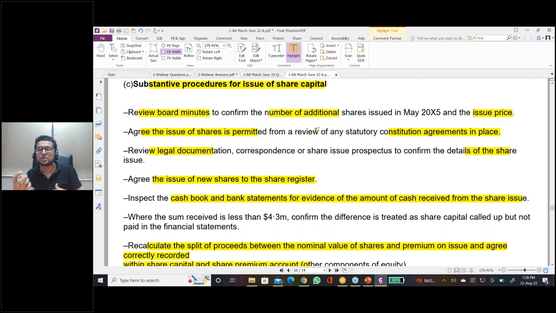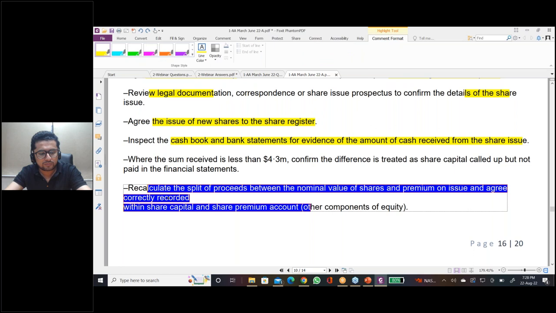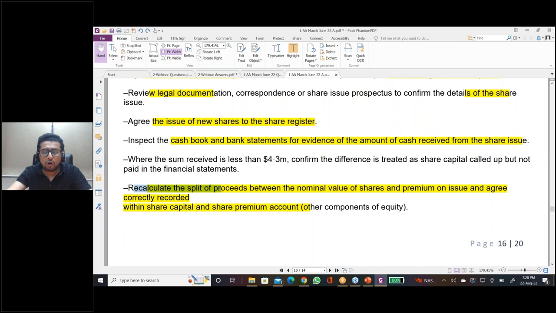Okay, what about recalculation? So you could recalculate the split of the share issue among the share capital and share premium. Now we must understand, whenever a company issues a share on a premium, the nominal value is credited in the share capital account and the premium over the nominal value goes to share premium. So if the nominal value of the share was $5, but you sold the shares at $7, the $5 will go into the share capital, but the rest of the $2 will go into the share premium account. Is this clear? So that's what the recalculation procedure is all about. Can I move on now?